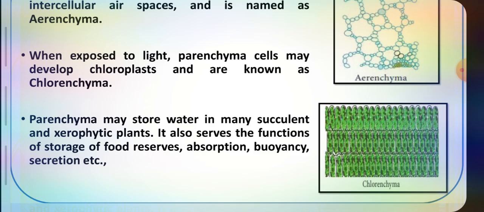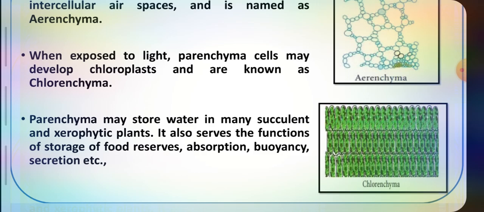And some parenchyma cells, when exposed to light, develop chloroplasts. See, these parenchyma cells have chloroplasts. That is why they are green in color. Chloroplast has a pigment called chlorophyll, a green color pigment, and that is why the cells are green in color. And these parenchyma cells which possess chloroplasts are called chlorenchyma.